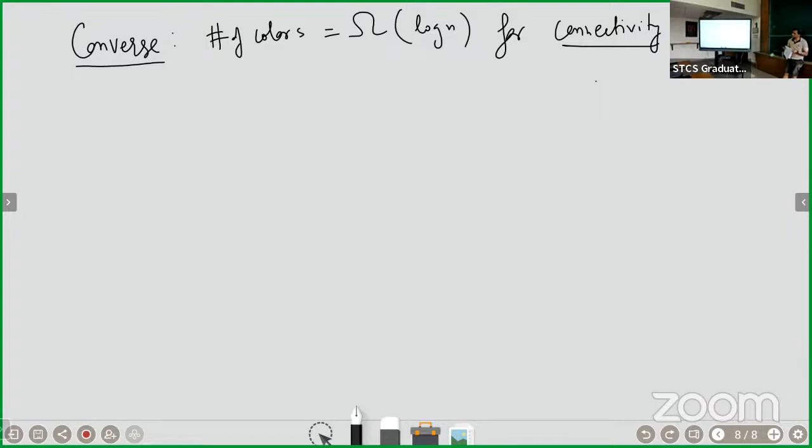So what we will essentially show is that if you take the number of colors to be little o of log n, you cannot ensure connectivity. Simple as that. That is the proof for this claim, that at least log n colors are needed.